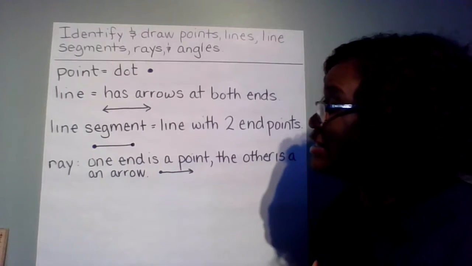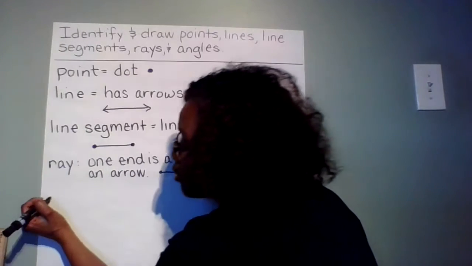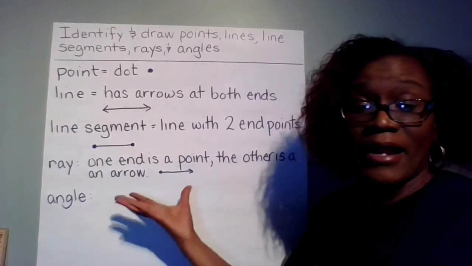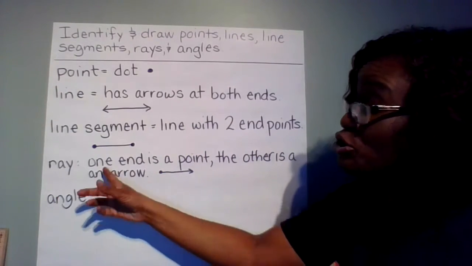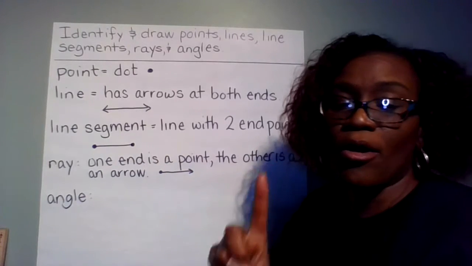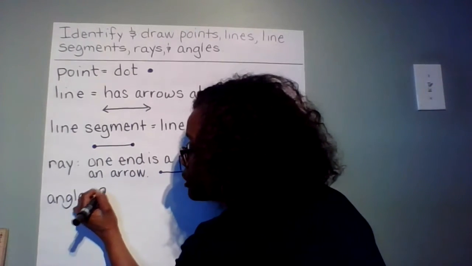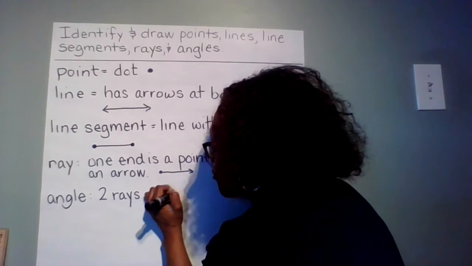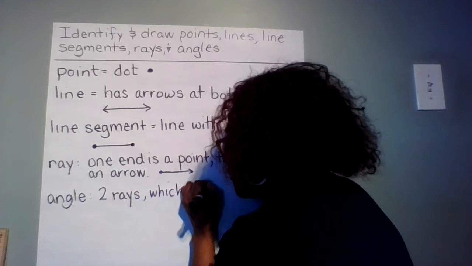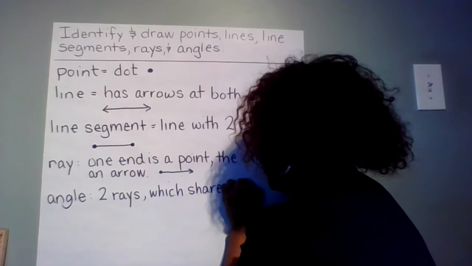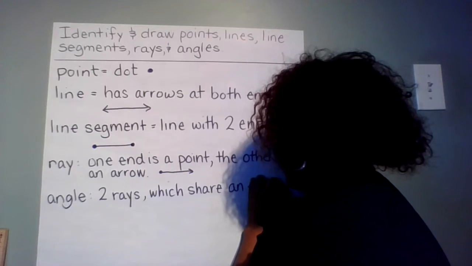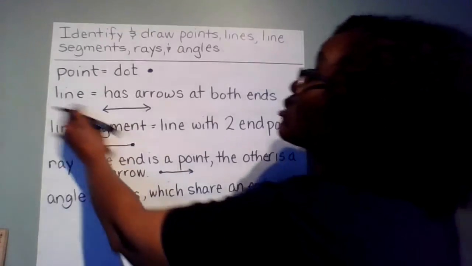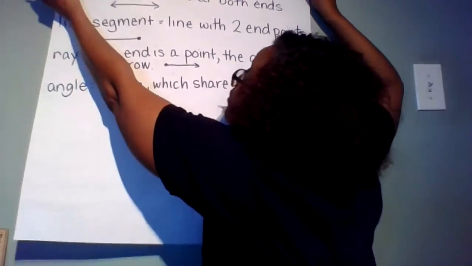And then last but not least, we have an angle. An angle is basically two rays which share an endpoint. So it's two rays which share an endpoint. So scholars, I'm going to move our definitions up.